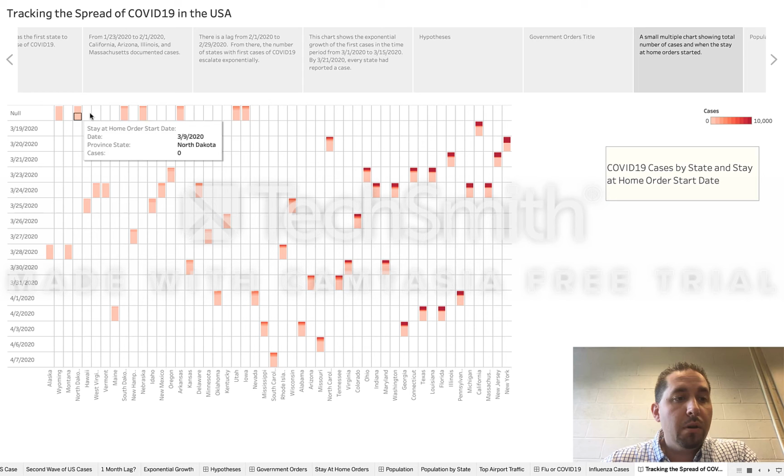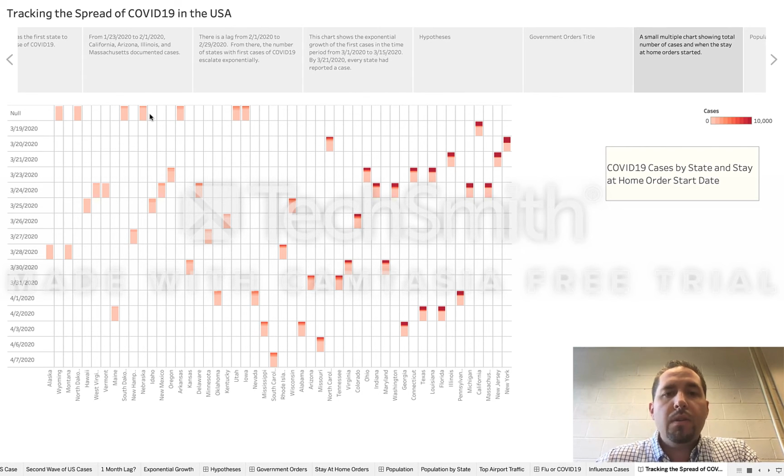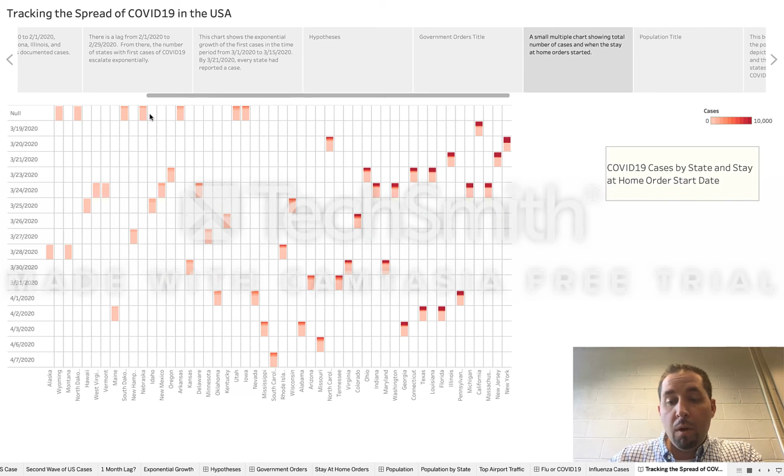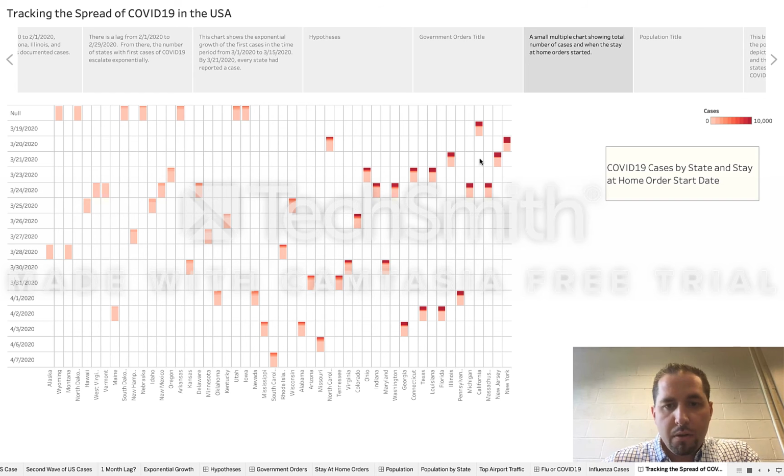And then some states don't even have stay-at-home orders in place. So unfortunately, this didn't have a lot of correlation. Now, what this doesn't show is if it slowed the spread once they were put into place. And I didn't go into any further detail. That would be further study required.